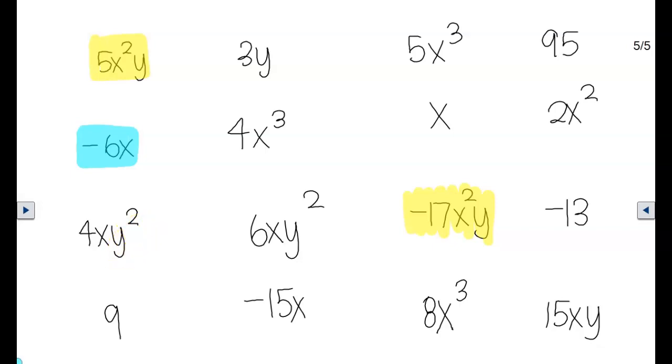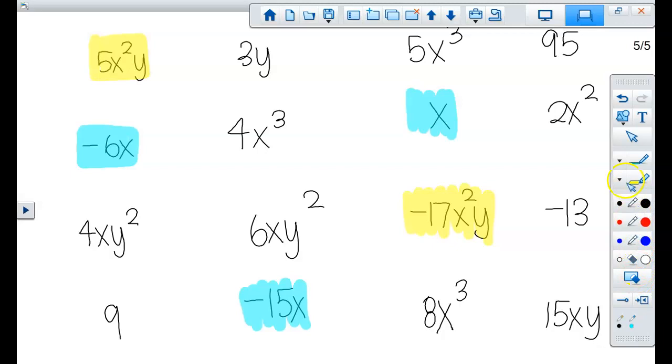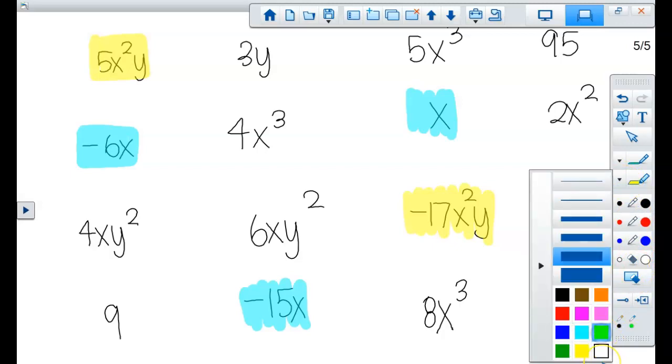So this is a no, this is a no, this is a no. Here's one, negative 15x. That would be a no. This is a yes, because this would be 1x, 8x to the third, 95, 2x squared, negative 13, 15xy. So the three that I just marked in blue are all like terms because they have a last name of x.